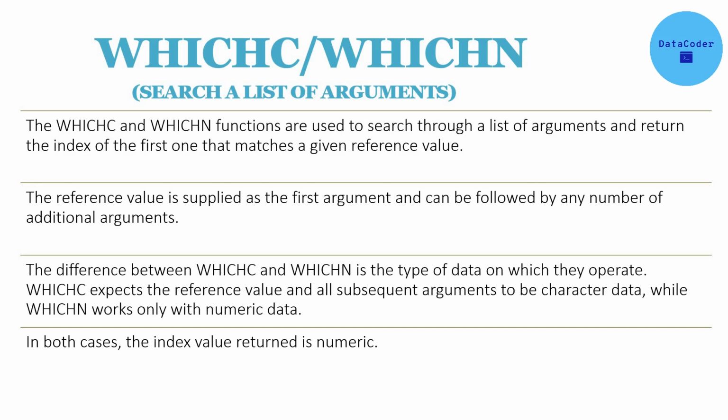The reference value is supplied as the first argument and can be followed by any number of additional arguments. The difference between WHICHC and WHICHN is the type of data on which they operate. WHICHC expects the reference value and all subsequent arguments to be character data, while WHICHN works only with numeric data. In both cases the index value returned is numeric, so with WHICHC and WHICHN, in both cases our output will be a numeric value because we will be getting the result as the index value.